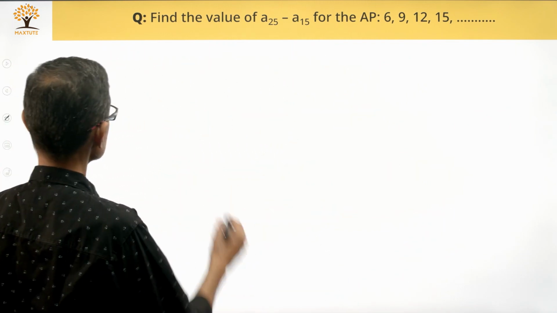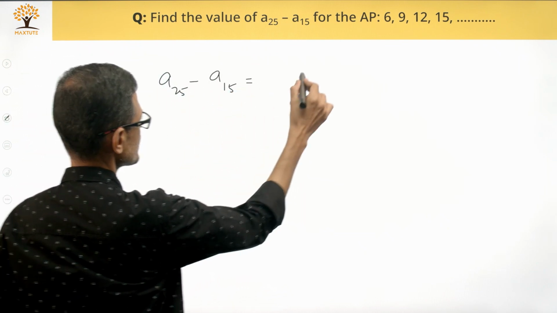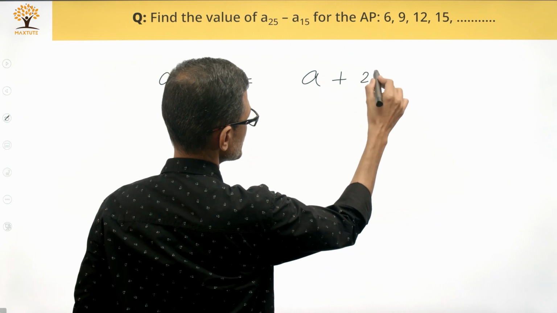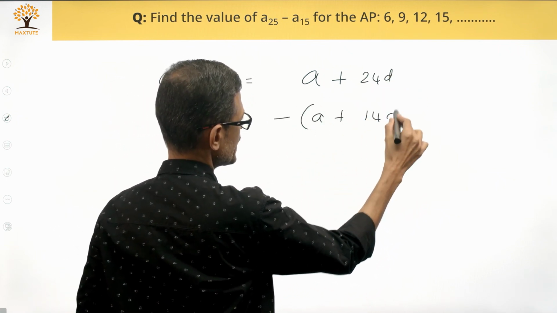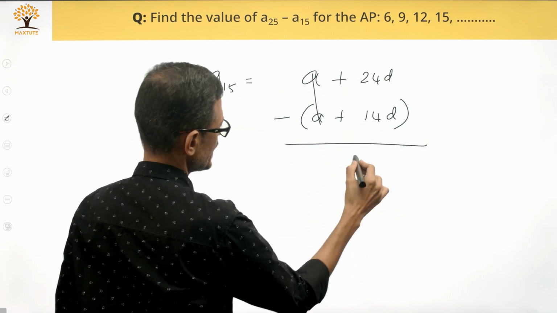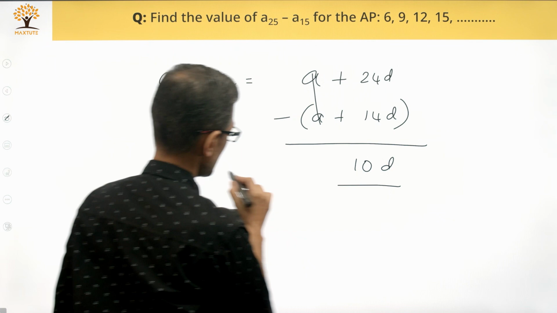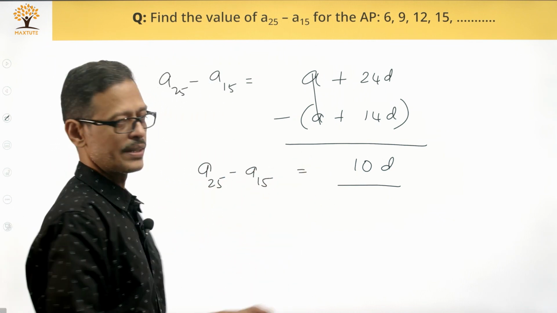What we need to find out is the value of A25 minus A15, which actually is going to therefore be equal to a plus 24d. From this, we are going to subtract a plus 14d. What will you get? a gets cancelled with a. 24d minus 14d is equal to 10d. So the value of A25 minus A15 is equal to 10d.